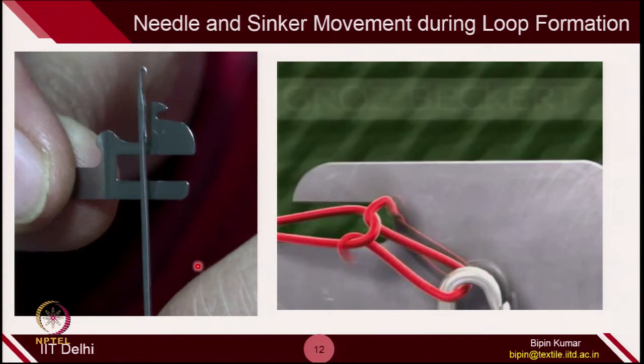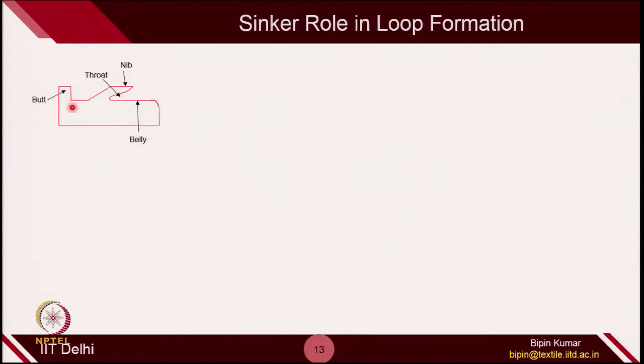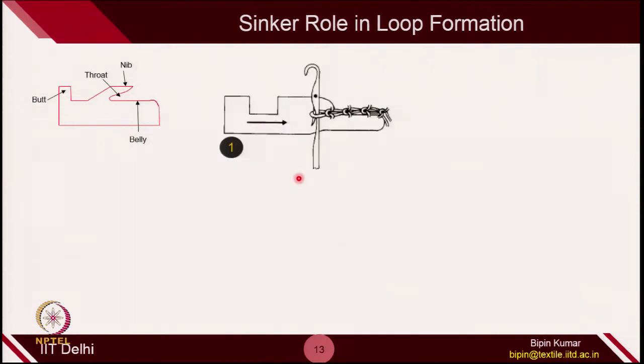Let us try to break down each of these movements and understand the role of each part of the sinker. So, the first thing: once the needle has the loop and starts to rise, at this moment the sinker movement is forward. Forward, because the moment the needle starts to rise on the cylinder, it has to hold the fabric. To hold the fabric, naturally the throat is the right option, because between the throat you can hold the loop. So, that is why the sinker moves straight away in the forward direction so that it can catch the loop. Loop, in the sense that the throat part is actually catching the sinker part of the loop.